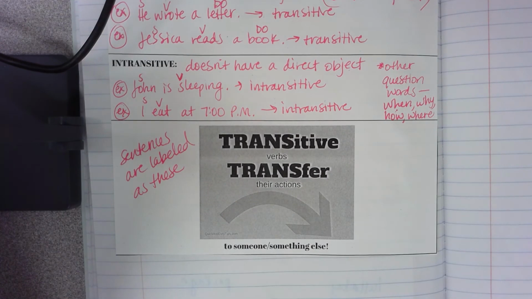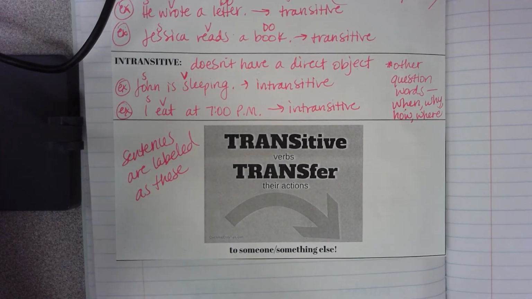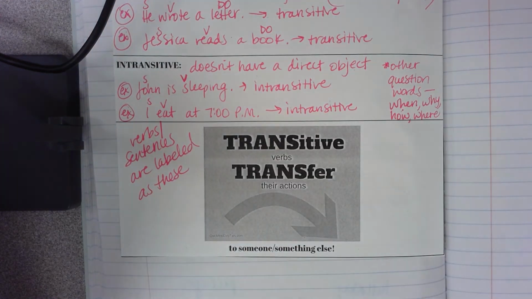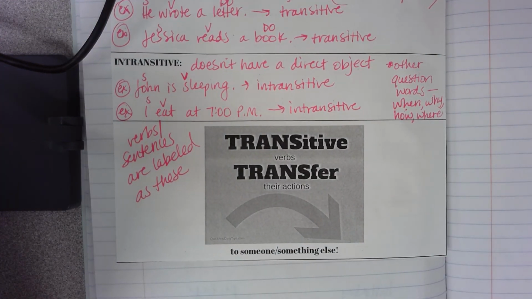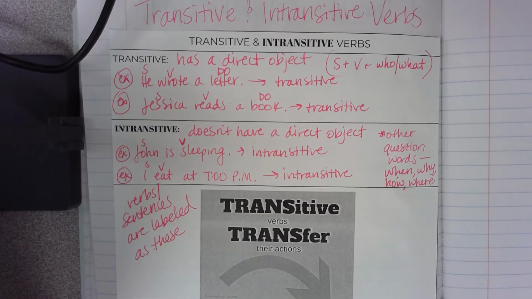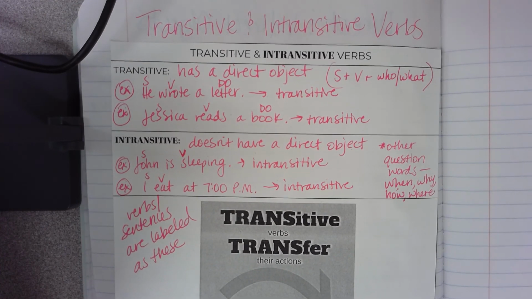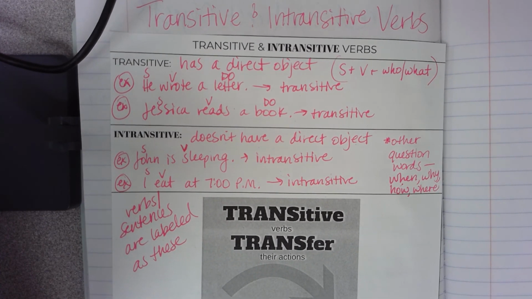Okay, and let's actually add: verbs and sentences are labeled as these. So like I said, it's not a part of the sentence. You can't find the transitive. It's not a thing. It's a label for a verb and a sentence. Okay, what I will do is pause here, or you can pause this if you need to catch up on the notes. And you are going to be completing the assignment that is attached below this video. So let me know if you have any questions. Pause if you need to finish up the notes, and good luck.